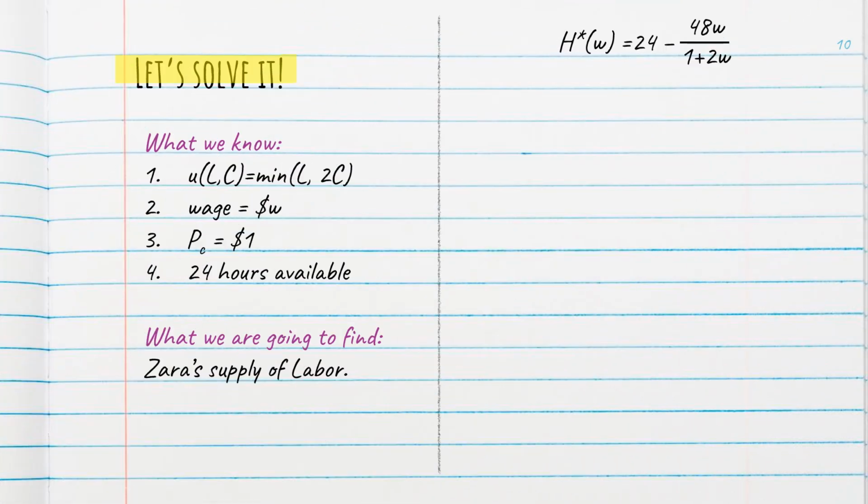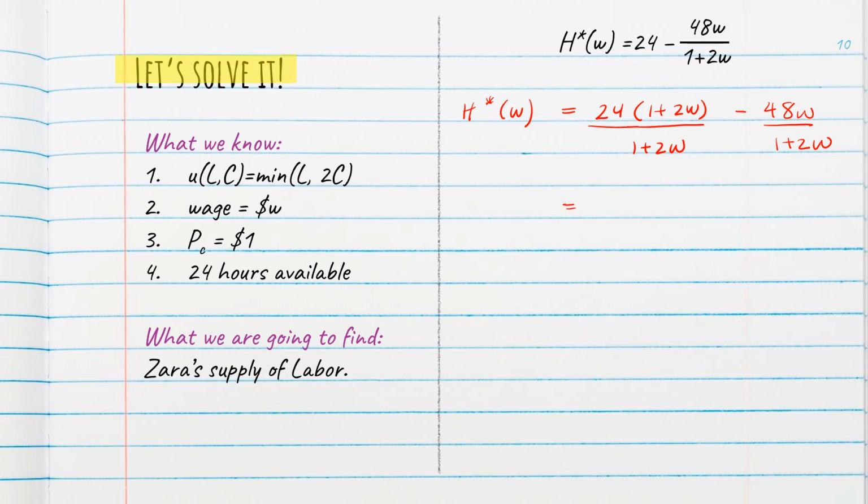In order to simplify this relationship, we have to use a common denominator. So we have that H star of W is equal to 24 times 1 plus 2W divided by 1 plus 2W, minus 48W over 1 plus 2W. So what I've done here is I've used a little algebra trick. I want to be able to combine my terms, and in order to do so, they have to be on the same denominator. So I've taken my 24 and I've multiplied it by 1 plus 2W over 1 plus 2W.